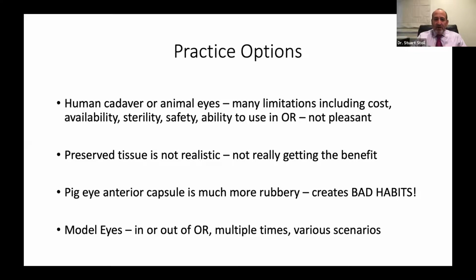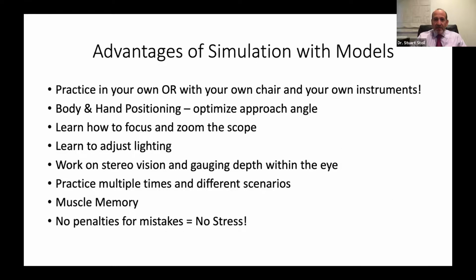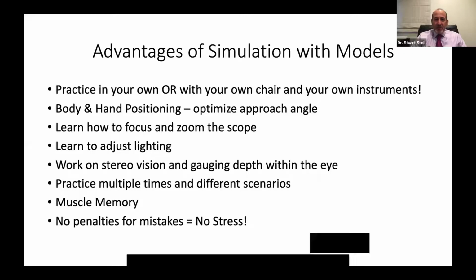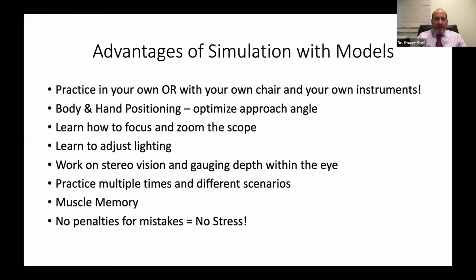So the model eyes really start to make sense. You can do them even outside of the OR with a magnifying lamp. But it's best in your OR with your scope and your chair and your instruments, and you can do it multiple times, and you can create various scenarios. So the advantage of simulation with models is, like I said, you practice in your own OR with your own chair and your own instruments. That's an advantage we have over some of the digital systems, where I find the instruments are not that realistic, and you're not getting depth of field and focus and hand positioning as you would in the actual OR.